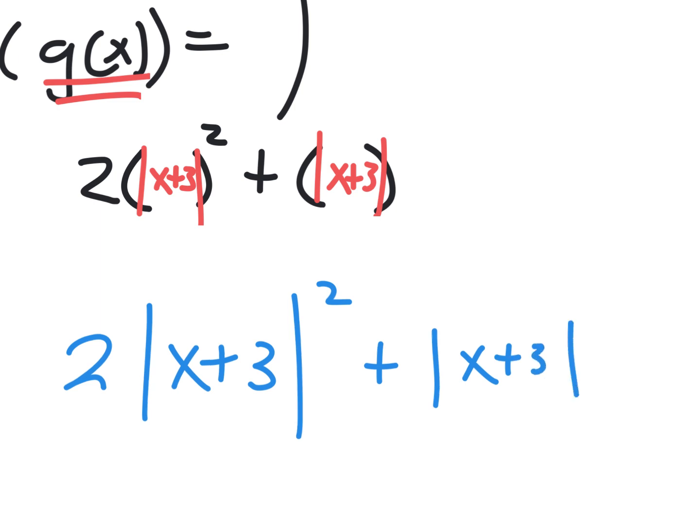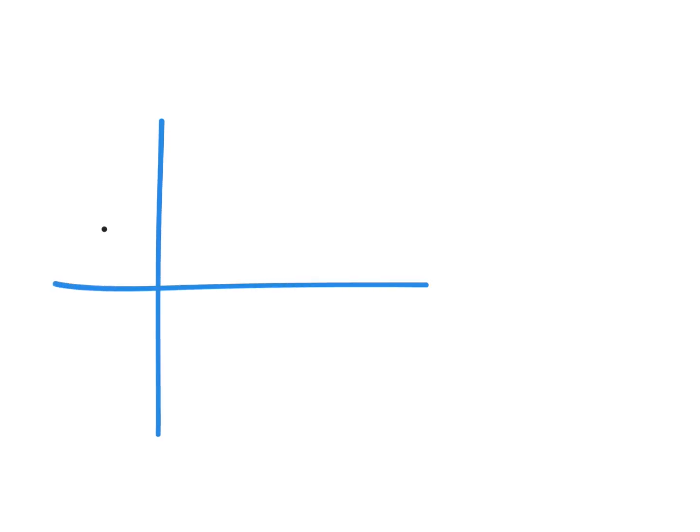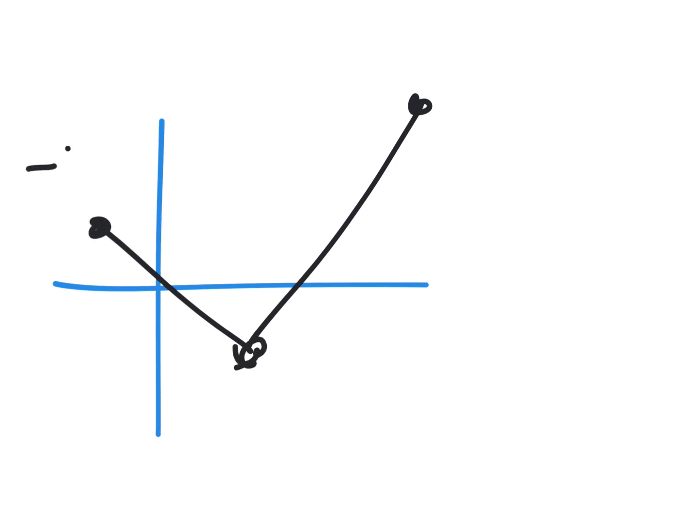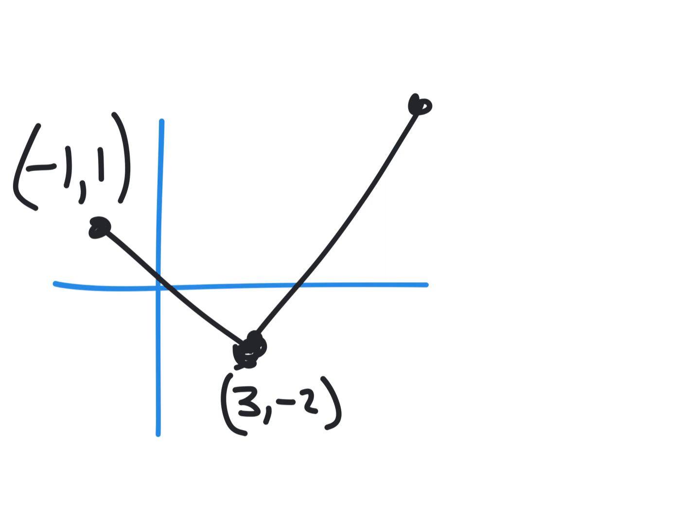Okay, now let's do some from a chart and a graph, because those are really important. So here's a graph, and I'm going to give you a few points. This is going to be negative 1, 1. This is going to be 3, negative 2. And this spot is going to be at 9, comma 6.